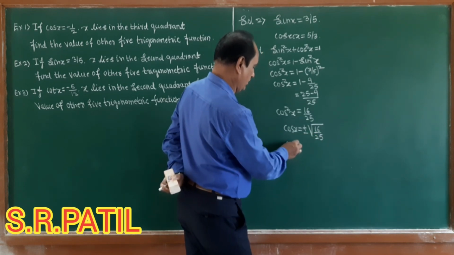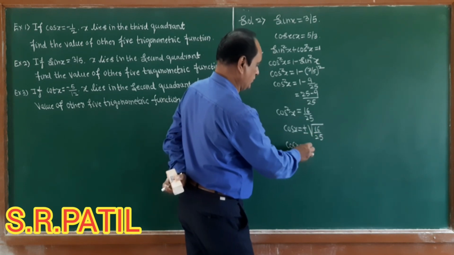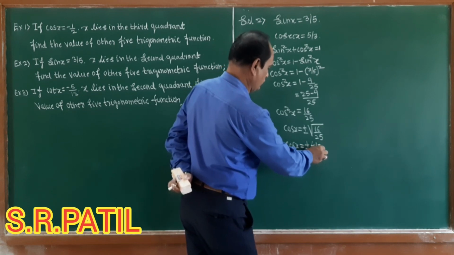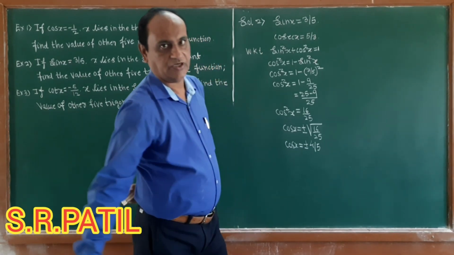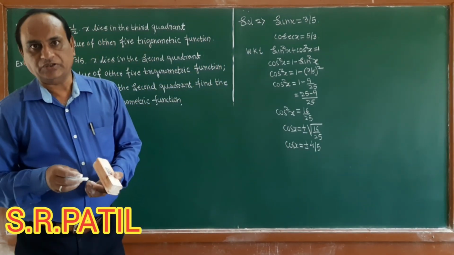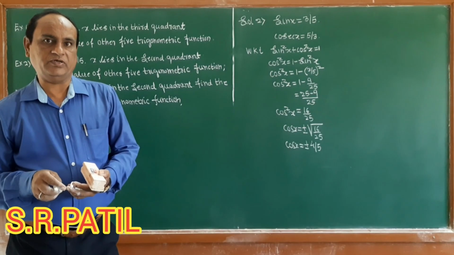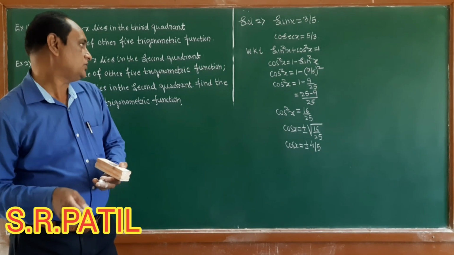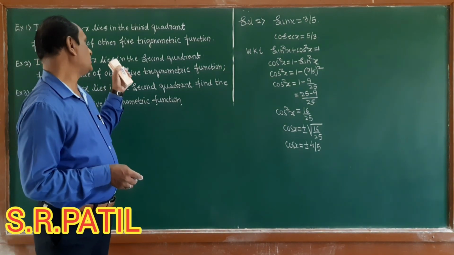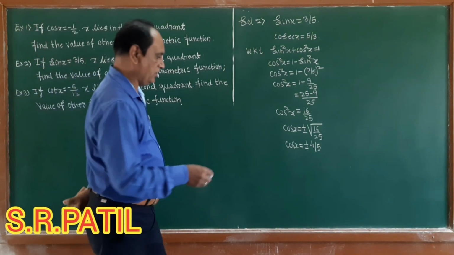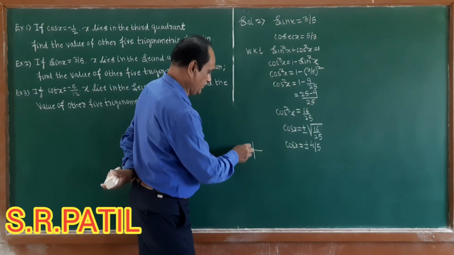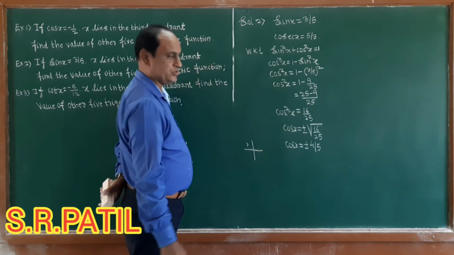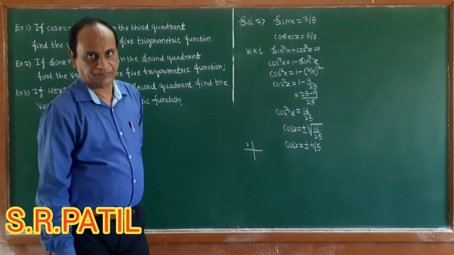So cos x is equal to plus or minus 4 divided by 5. Cos x gives two values, one plus or minus. Either you take the positive value or the negative value, because x lies in the second quadrant. So will you write cos as positive or negative?